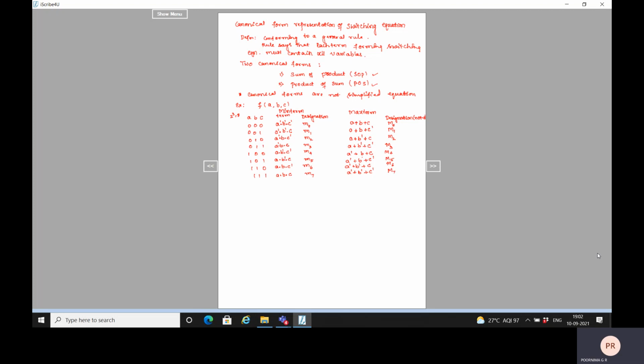So these are the min terms and max terms representation we have to know before we go for the canonical form of any SOP equation or any POS equation. So with this basic knowledge, now let us see how to get the canonical form for a given SOP equation.